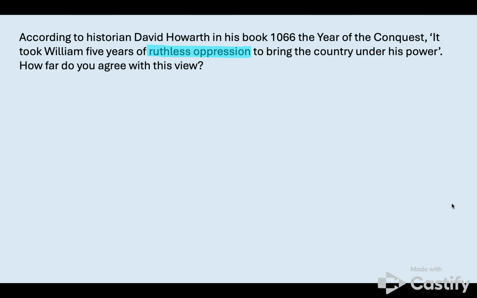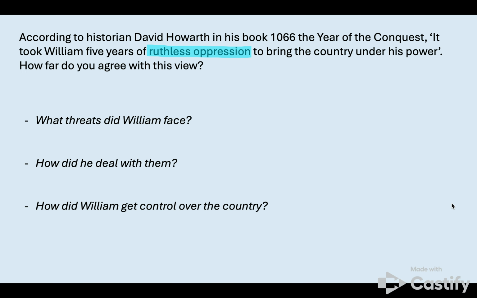And this third key question looks at it from a number of different angles. You need to know about the threats that William faced. What are the things which meant he didn't have control? How does he deal with those, particularly the rebellions? But it also asks you to consider, how does William get control? And are there other important things that he does to control England, not just violence?